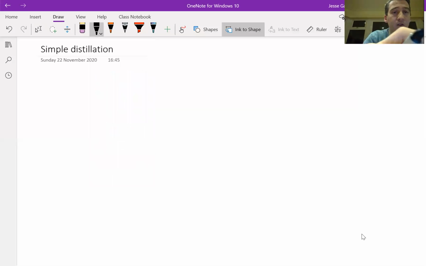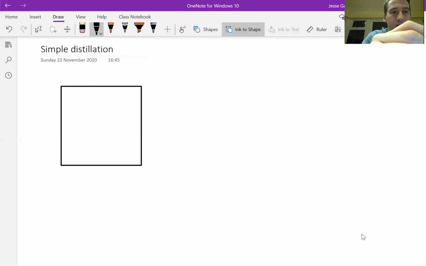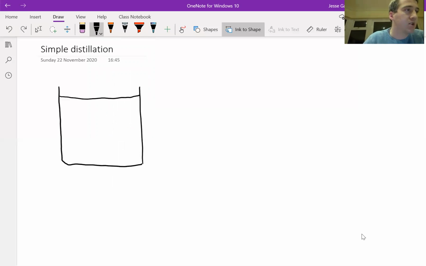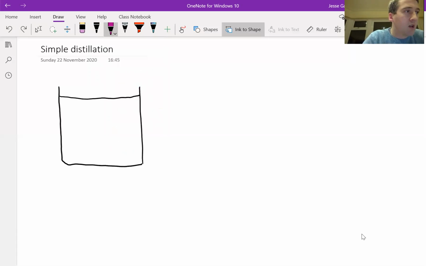Say, for example, we have a container with a mixture in it. In the container, we've got a mixture of liquids. We've got a mixture of liquids. Now, how are they different from each other? Let's say we've got 3 liquids in here. How are they different from each other? Well, they're different because they have different boiling points.